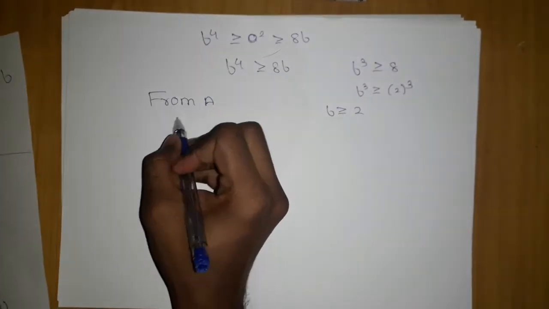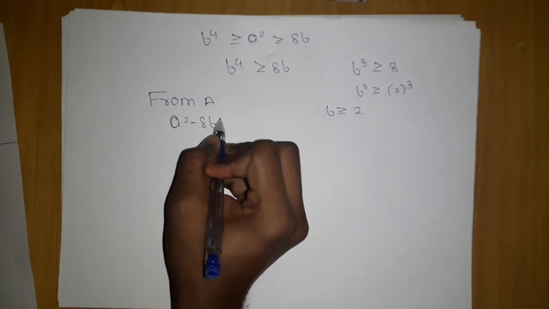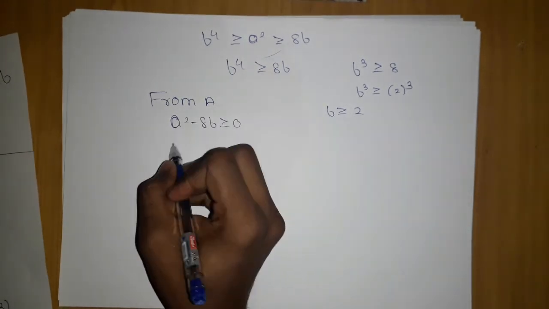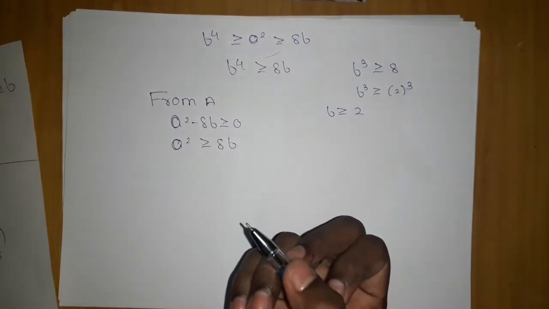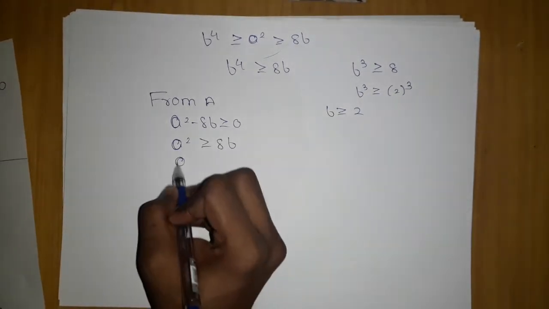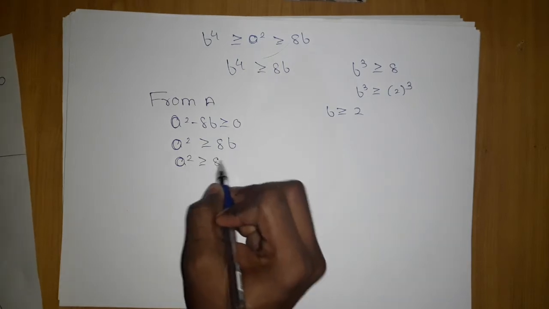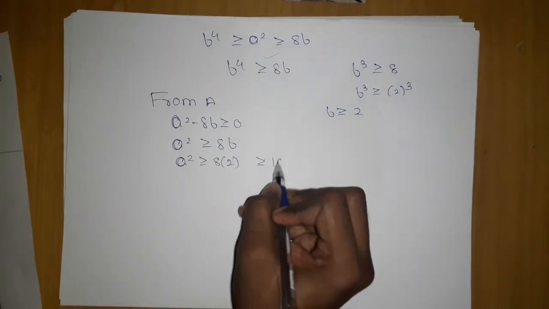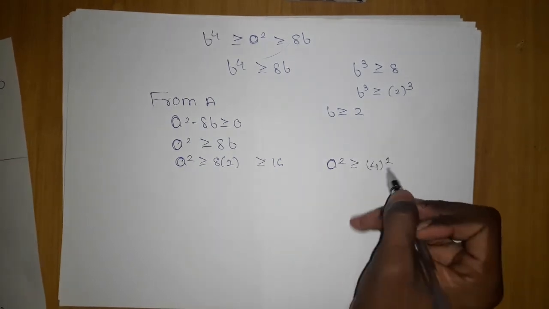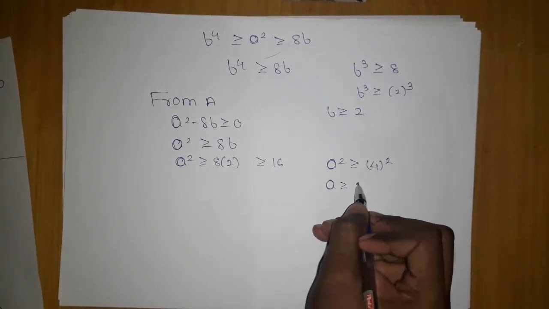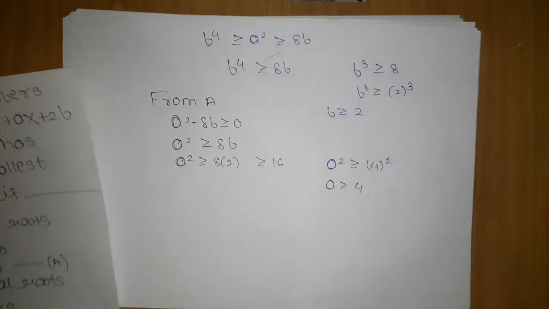okay, from a, what can we write? A square minus 8b should be greater than or equal to 0. Sorry, I should have written it directly. A square should be greater than or equal to 8b. Let me put the b value, which is 2. So 8 into 2 leads us to 16. Now a square is greater than or equal to 16. What is 16? 4 to the power 2. So a is greater than or equal to 4. So we got the a and b value.